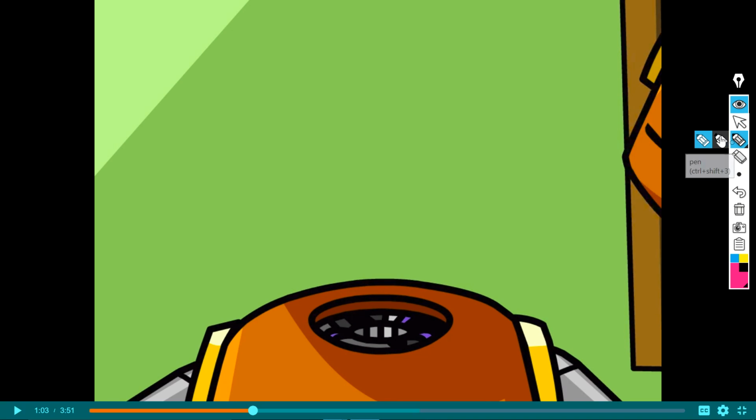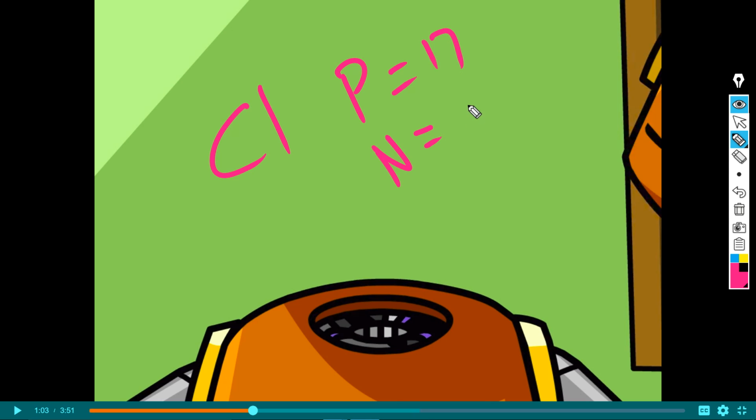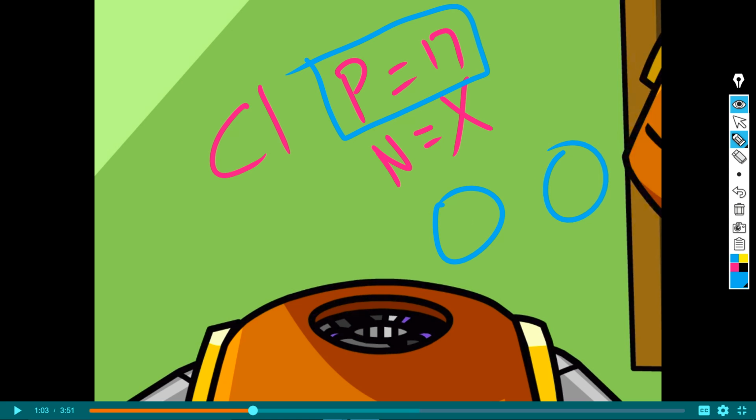Atoms of the same element, chlorine atoms, the number of protons has to equal 17. The number of neutrons can vary. You could have 18, you could have 14. The number of neutrons can change, but in order to be chlorine, you have to have 17 protons. Two chlorine atoms both have to have 17 protons, but they could have different numbers of neutrons, giving them different masses. These are called isotopes. I-S-O-T-O-P-E, isotopes.